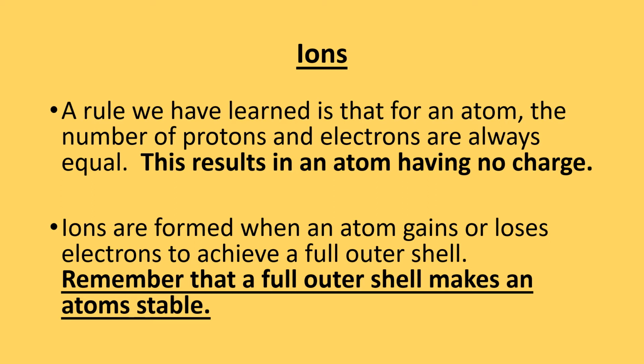What we need to understand is that ions are going to be formed when an atom either gains or loses electrons. And just like with covalent bonds, the reason why an atom would do that is in order to achieve a full outer shell. Remember that a full outer shell in chemistry is going to represent stability, and that's ultimately what every atom is looking to be able to do.